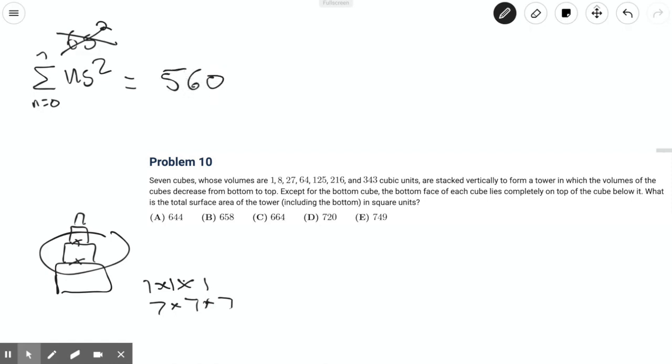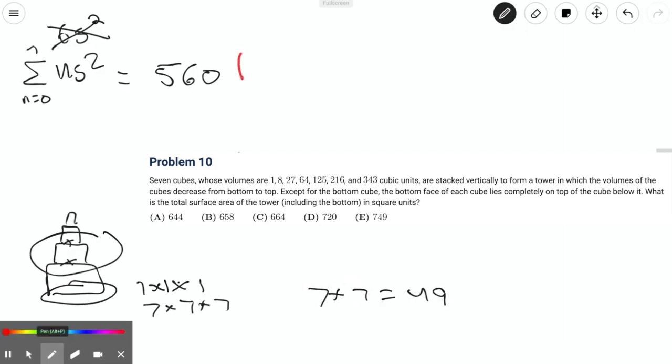But there are a few cases we have to keep in mind. First, we didn't include the bottom one over here. The bottom cube is a 7 by 7 by 7. We have to include one of its faces, and one of the faces would be a 7 by 7, which is 49. Oh, sorry for the color change.